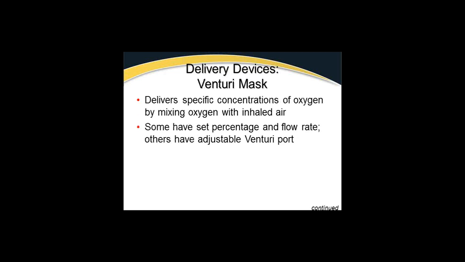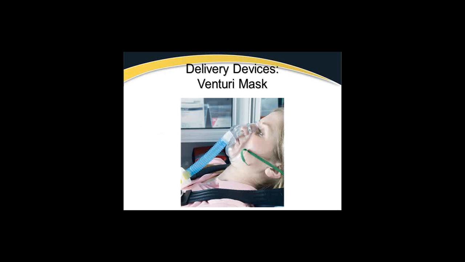Venturi mask. These are kind of a neat mask. Venturi delivers a specific concentration of oxygen by mixing oxygen with inhaled air. It has a very set percentage and flow rate and has adjustable Venturi ports. And the way that works, let's see if we got a picture. Yep. You can't see it very well, but down towards the woman's chest, you can see there's a kind of a cup, and there's an orange little valve in there. If you look, you can see it a little bit better on page 231.